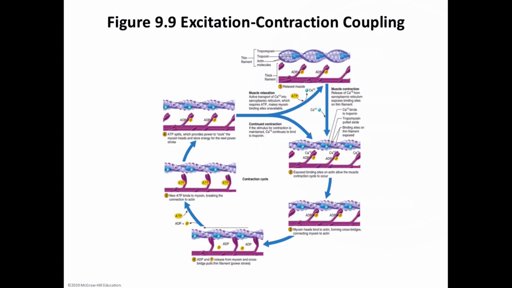And what happens there is that the calcium binds to troponin, as I mentioned earlier, class, which changes its shape, and then it rolls away tropomyosin, class, that formerly blocked those active sites on actin, or those myosin binding sites on actin. So now those binding sites, class, are exposed. So now what will occur, class, is that those exposed binding sites on actin will allow, class, the contraction cycle to occur.